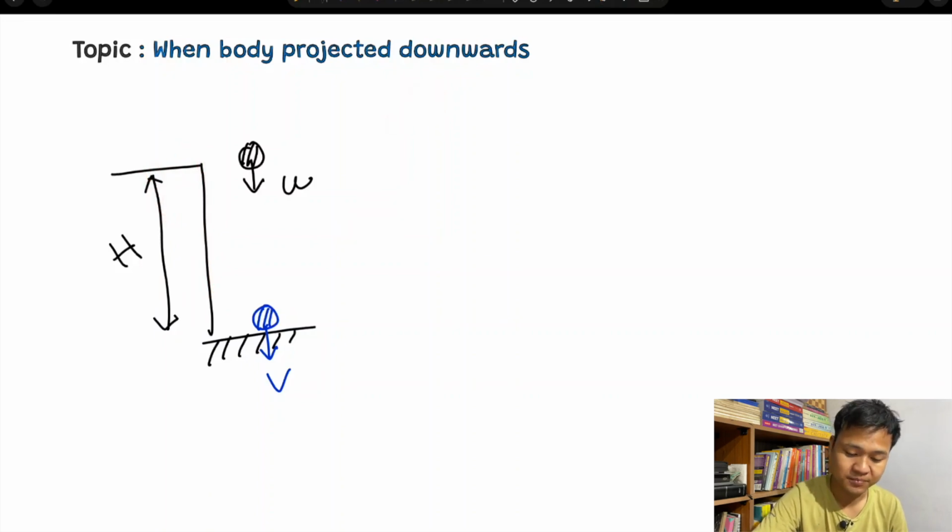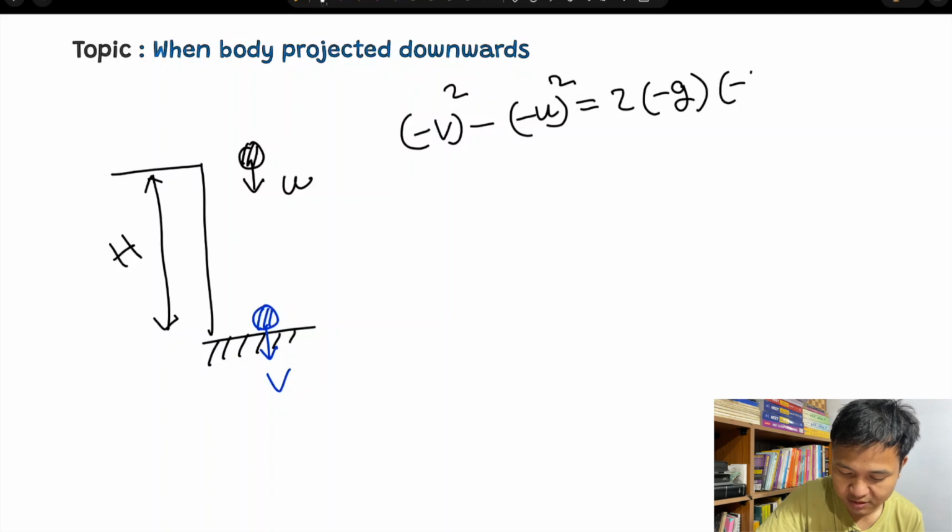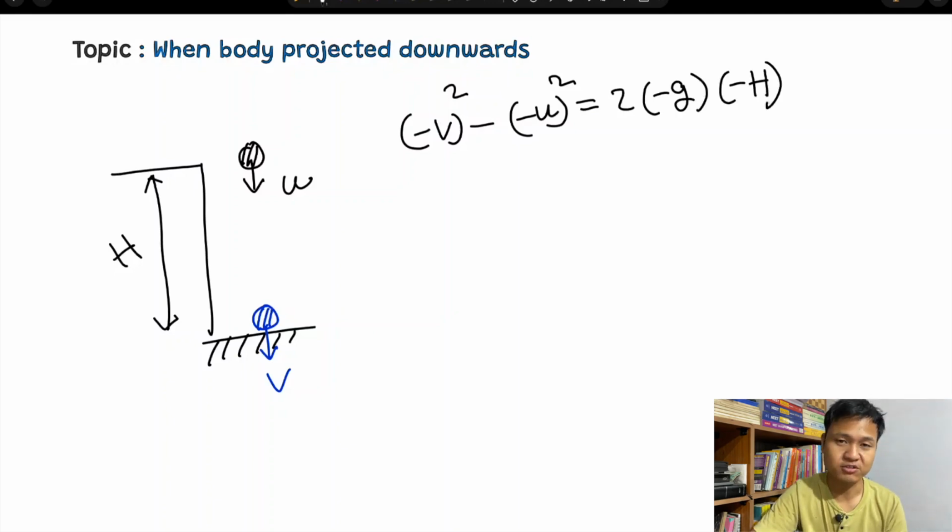So therefore h is also minus h, and z is also minus z. Remember, any measurement that you take downwards will be negative. So that means minus v whole square minus u whole square equals 2 into minus z into minus h. So this is how you actually write it.